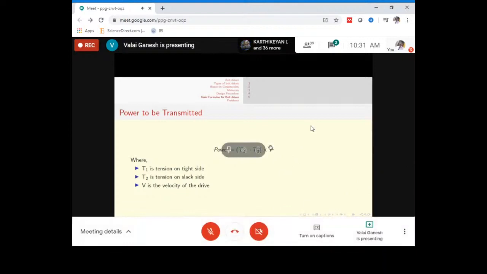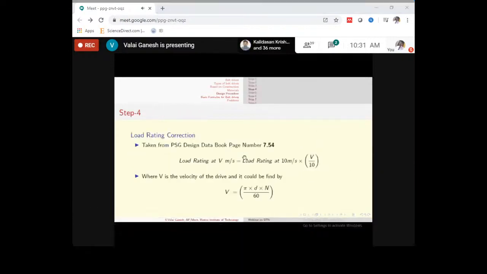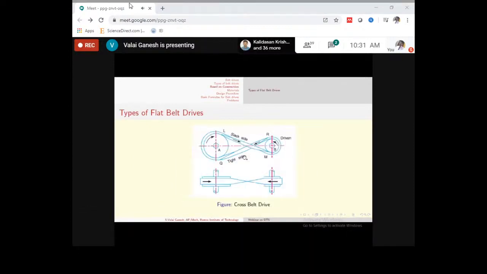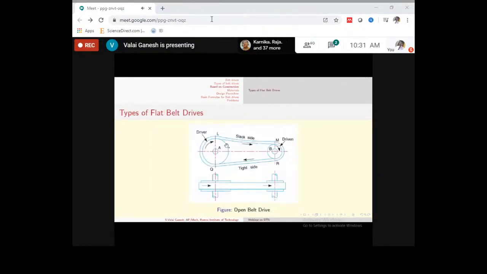Velocity we may calculate from the formula pi d n by 60, and T2 is called the tension on the slack side, and V is the velocity of the drive. This is nothing but a force. This is called T1 for the tight side, and this is said to be T2. Torque is different from tension. The lower portion of the area is called T1, the upper portion of the area is called T2.